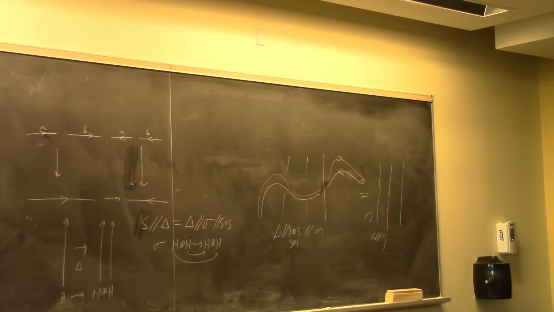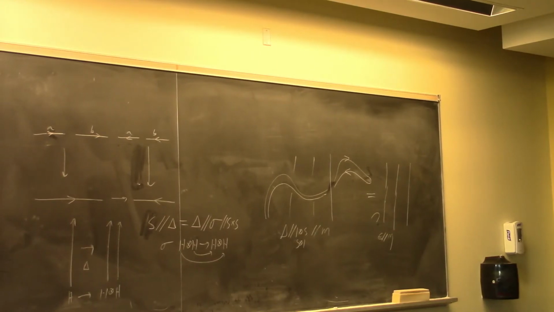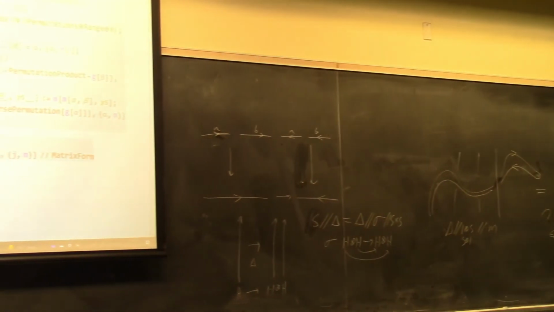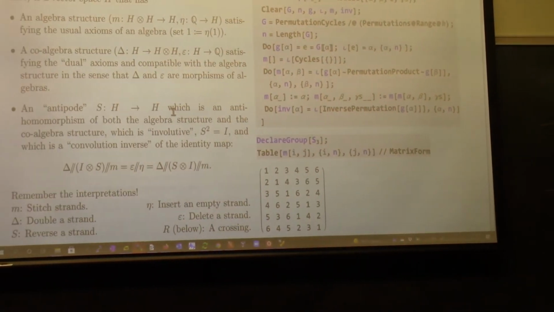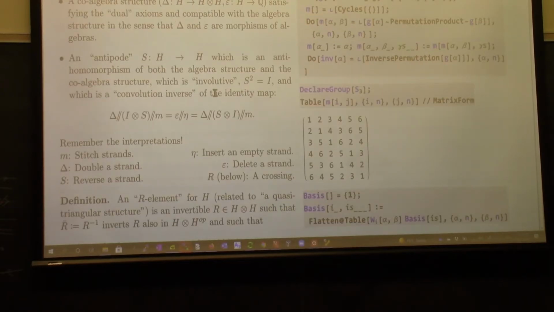Oh sorry, and one axiom I forgot, the involutive, the fact that S is an involution, so S squared is equal to the identity. If you reverse a strand twice, you go back to where you were. Now, as I mentioned, the same axiom arises for different reasons when you look at representation theory and in algebraic topology.